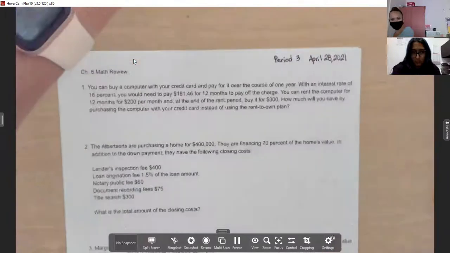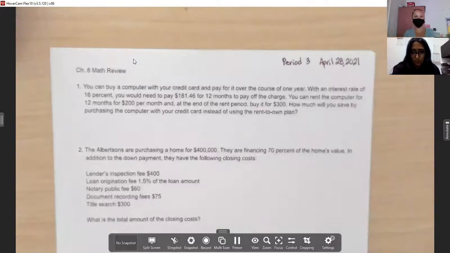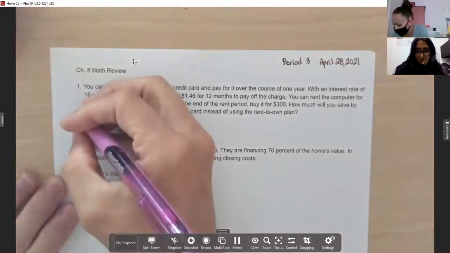Let me try to zoom in a little bit. Okay, so number 1, you can buy a computer with your credit card and pay for it over the course of 1 year. With an interest rate of 16%, you would need to pay $181.46 for 12 months to pay off the charge. You can rent the computer for 12 months for $200 per month. And at the end of the rent period, you buy it for $300. How much would you save by purchasing the computer with your credit card instead of using the rent to own plan? All right, so we have to compare the 2 plans.